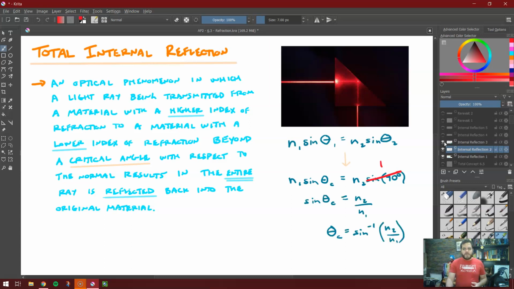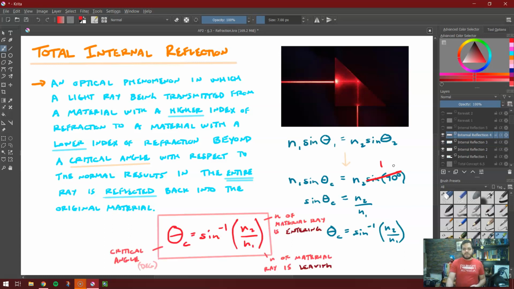So now if I want to rearrange this a little bit, I divide both sides by n1, and I'm left with the critical angle is equal to the inverse sine of n2 over n1. And in fact, this is the equation for the critical angle. We'll do it in degrees, but it is the inverse sine of n2, the index of refraction of the material that the light ray is entering into, divided by n1, the index of refraction of the material the light ray is leaving.